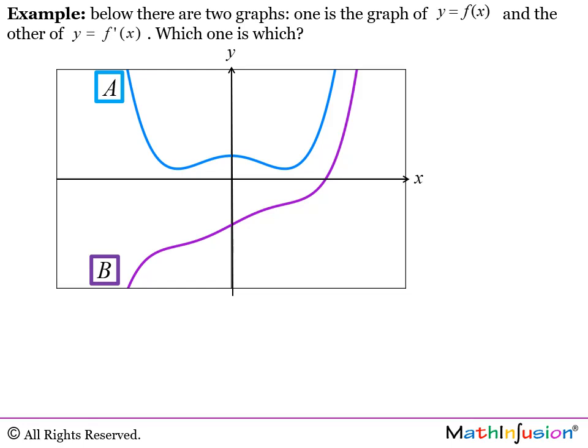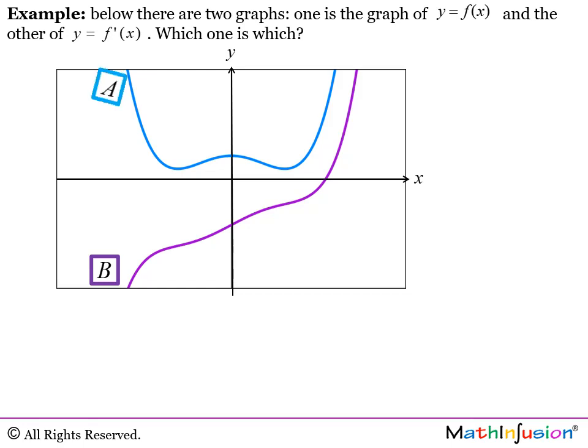Here is a more confusing one. In the example now, we have two graphs. One is the graph of a function, and the other is the graph of the derivative of that function. And we have to find out which one is which. We are going to do it in 3 different ways. And let's start with the first.